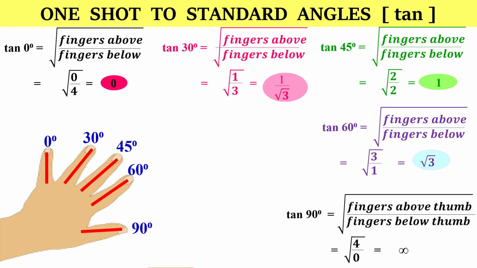And finally we have tan 90. Now looking at the thumb with our palm turned, how many fingers are above? 4 fingers. How many fingers are below? 0. So square root of 4 of course becomes 2. 2 upon 0, because square root of 4 is 2 and square root of 0 is 0. So 2 upon 0 is undefined. So the value of tan 90 is undefined. We have put the symbol of infinity.